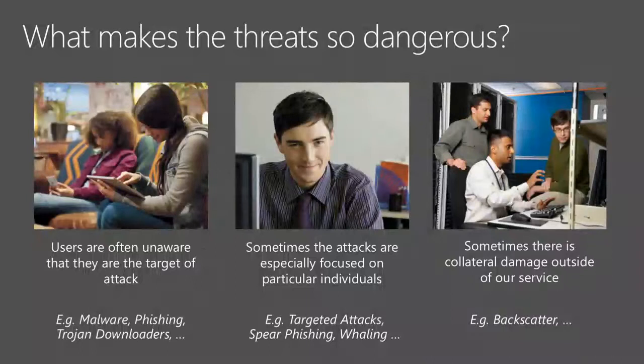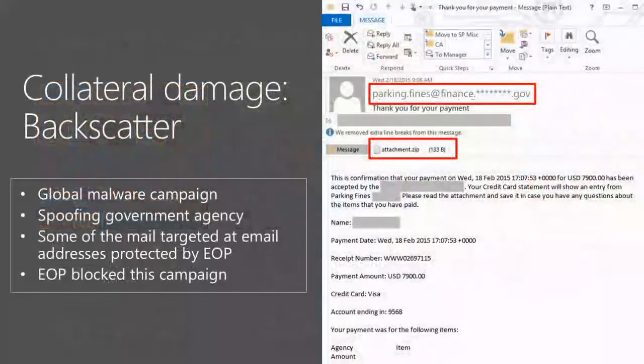Now, the last thing that makes this a little complicated is that sometimes when we stop these attacks, and we usually stop all of them, there's collateral damage. So this is a mail that we saw that represented itself as coming from a government. I won't say which government, but it represented as a parking ticket. So you clicked on the link to see what your parking ticket invoice was, and then that downloaded malware. So it was a global malware mail. It hit email addresses all around the world over a span of about a week. And we actually blocked pretty much all of it.